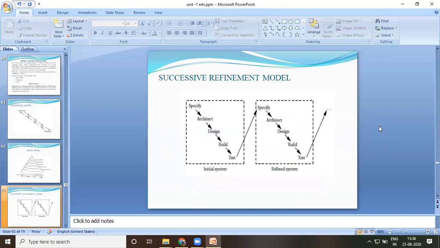The next one is the successive refinement model. First we specify, architect, design, build, and test. If we find any disadvantages in the initial system, we move on to the next system. Let's refine the system: specify, architect, design, build, test. We have to find another version until we reach a successful embedded system, 100% successful. That's the objective of successive refinement.